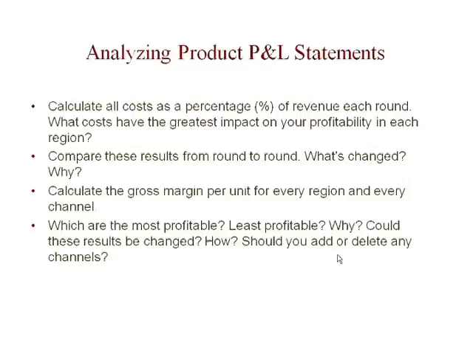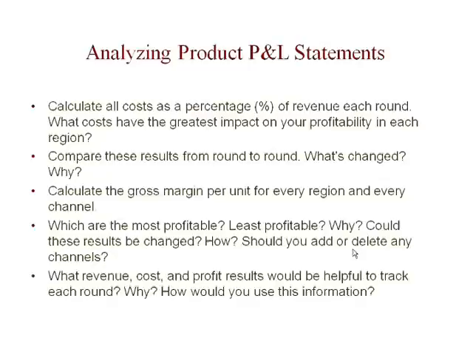Maybe research studies would be helpful sometimes. Sometimes you could look at your own performance, the cost factors, the trends that you were examining as far as the cost as a percentage of revenue. All these put together will give you some understanding of what needs to be changed. You could also think about adding or deleting some channels, if that would make sense from your overall strategic goal. Then you would like to know what revenue, cost, and profit results would be helpful to track each round. Which of these are key indicators of how well your firm is performing?